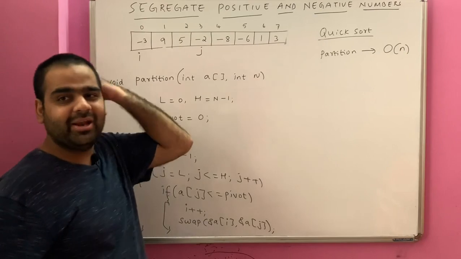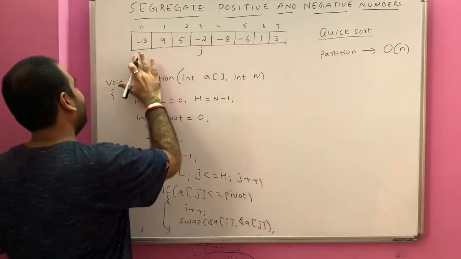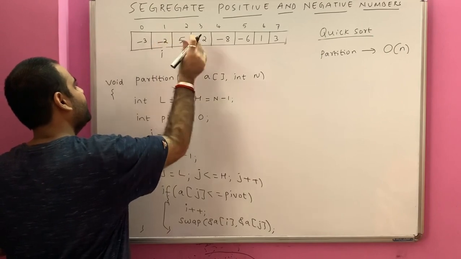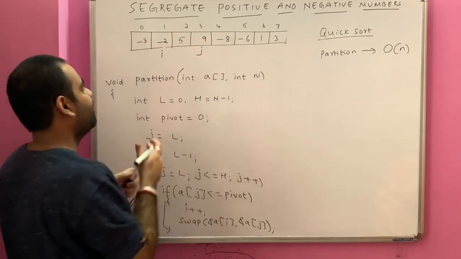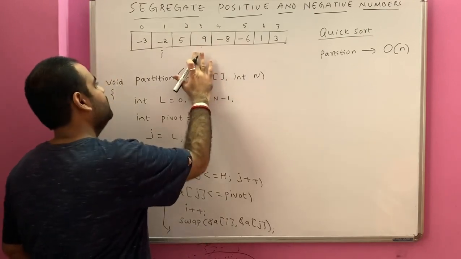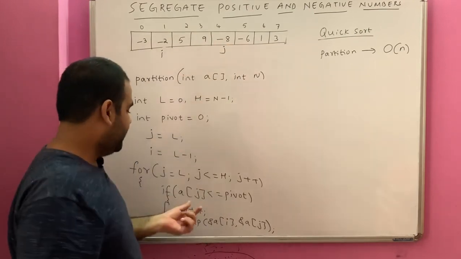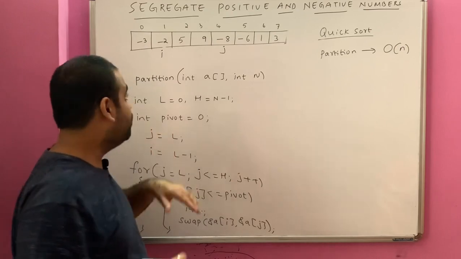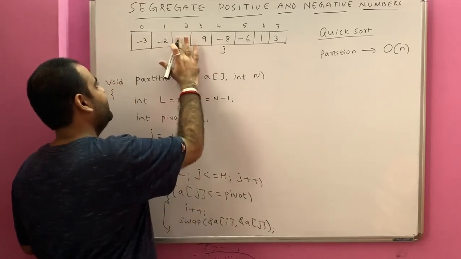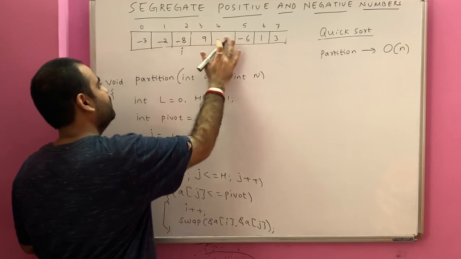Yes. Move minus 2 towards the left. Again you say i plus plus. i will be over here. Swap these two. This will be minus 2, this will be 9. See here, all the negative elements are coming towards the left. j plus plus. j will come over here. Minus 8 less than or equal to 0? Yes. Move towards the LHS. Again you say i plus plus. Swap a of i and a of j. This is minus 8, this is 5.